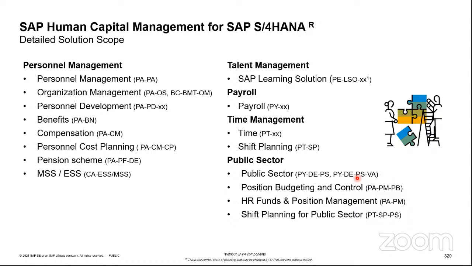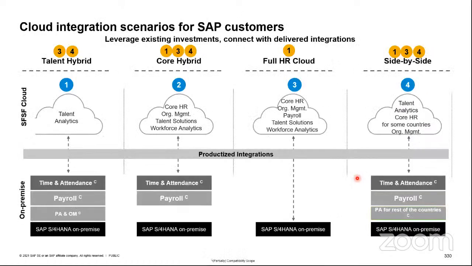This is the solution scope. So you have the normal personnel management, talent management, payroll, and time management. So customers will have multiple options. You could do a hybrid where time and attendance runs on compatibility scope and integrate with SuccessFactors. So C means compatibility scope.